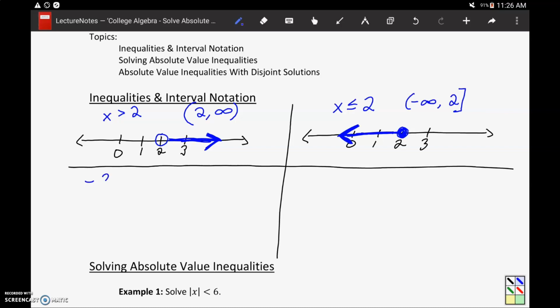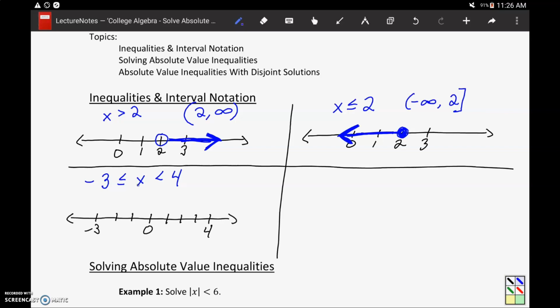We could also look at compound inequalities. For instance, if we have negative 3 is less than or equal to x, which is less than 4, we can generate another number line to represent what this means visually.